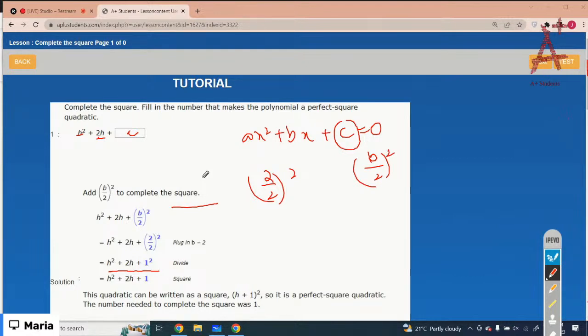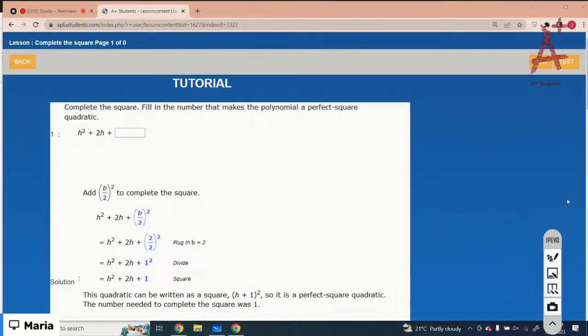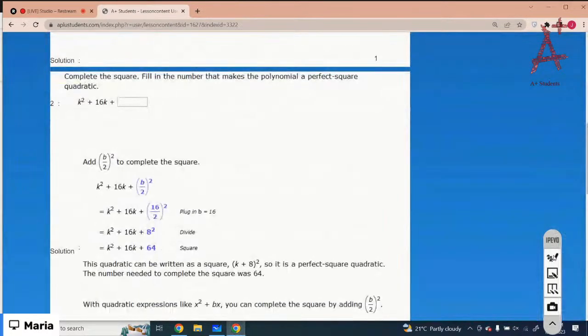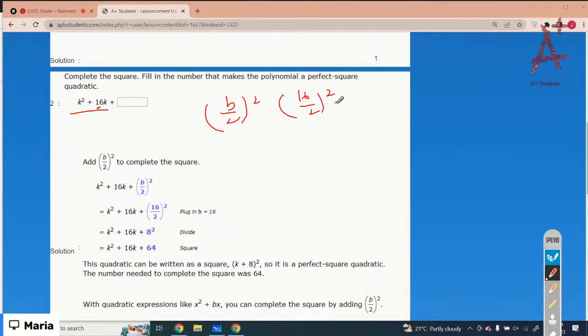Okay, let's start with another example. You have to complete the square: k square plus 16k plus. So you have to add (b over 2) whole square. Got it? b is 16, so it would be 16 over 2. 16 over 2 is 8, because 2 times 8 is 16. You have to add 8 square. Got it? So when you complete the square, it would be k square plus 16k plus 64. And that would be the perfect square (k plus 8) whole square. Got it?